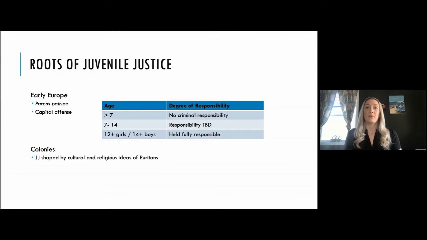So let's look at the colonies. Here, the family was the primary means of social control. The family was looked at as, we will handle any issues that this juvenile presents with. Youth who were found guilty of crimes could experience things such as whippings, dunkings, being sent to the stocks, being expelled from their communities, and again, capital punishment. The juvenile justice system that existed in the colony times was shaped by the cultural and religious ideas of the Puritans.